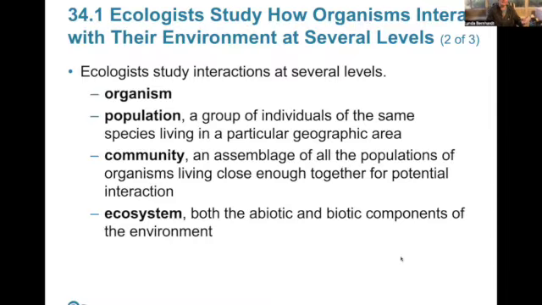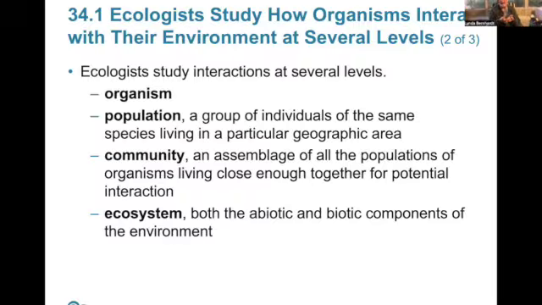A moment ago, I went through the levels from molecules up to cells, and then from tissues to organs, organ systems, organism. After you are done with the organism, we then move on from there to population, community, and ecosystem. The population is a group of individuals of the same species. Community is all of those populations living together. And then the ecosystem is all of the abiotic and biotic components.